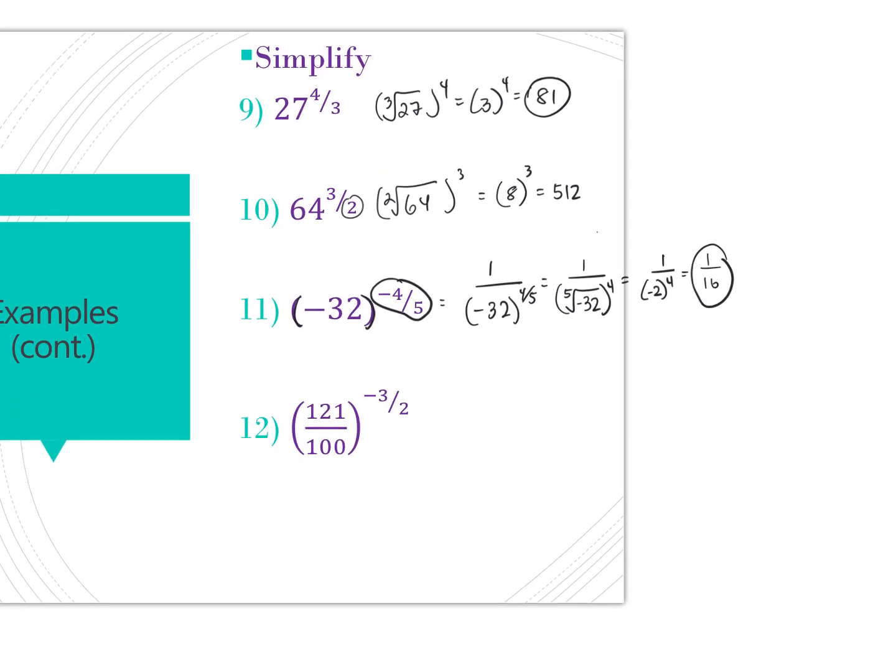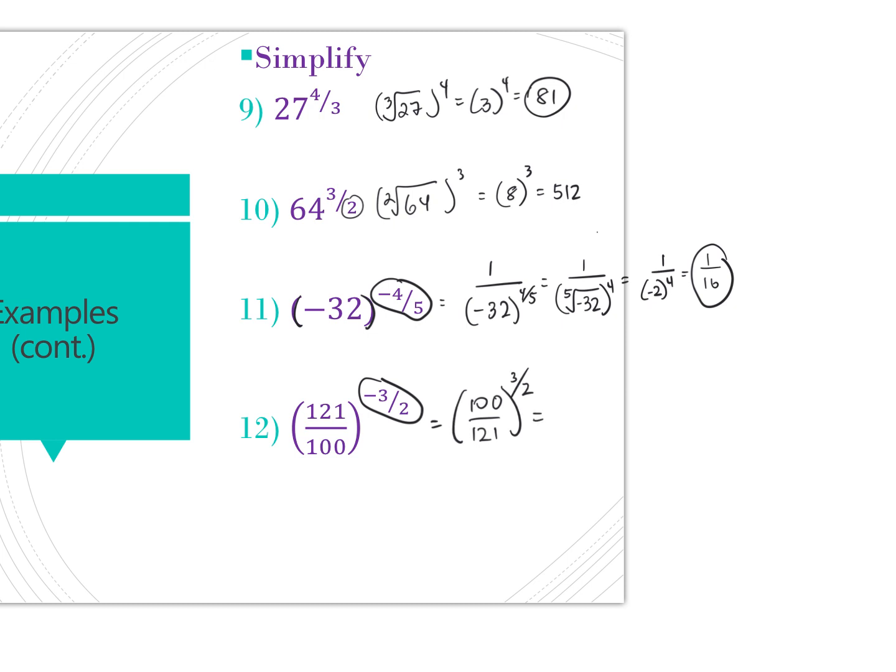And then we go to the last question, and again, notice it's a fraction, and the fraction is raised to a negative exponent, whether it's a fraction or whatever, but it's negative. So the first thing I'm going to do, like I showed you in that last slide, is flip the fraction. I like to flip it and do 100 over 121, and it'll be to the +3/2 power.